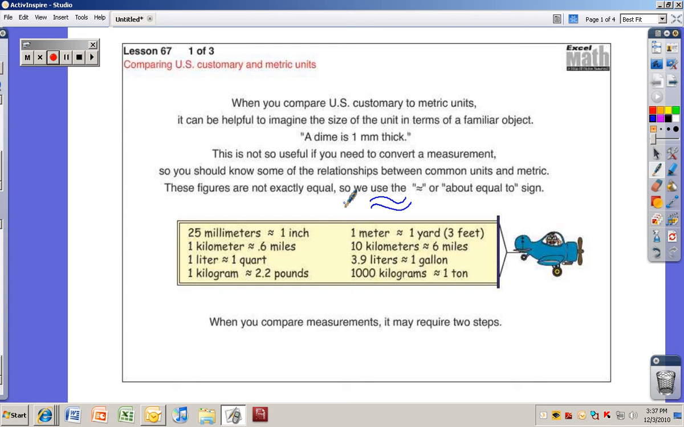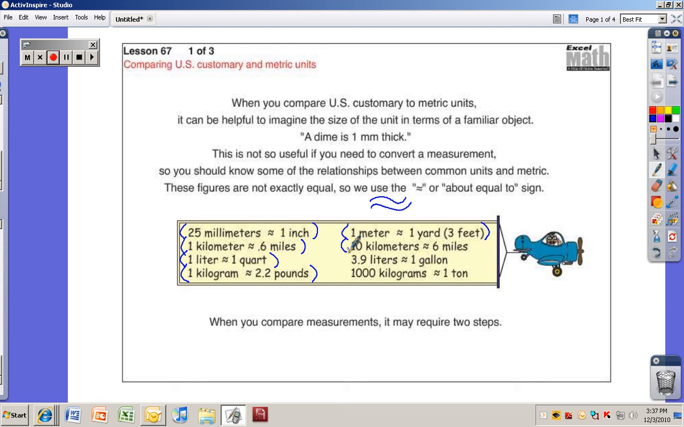So here's some standard measurements and what they're equal to. 25 millimeters is approximately equal to 1 inch. 1 kilometer is approximately 0.6 miles, a little bit over a half of a mile for a kilometer. 1 liter is approximately 1 quart. 1 kilogram is approximately 2.2 pounds, a little bit over 2 pounds for a kilogram. 1 meter is about 1 yard. A meter is about 39 inches and a yard is 36 inches, so you can see they're pretty close.